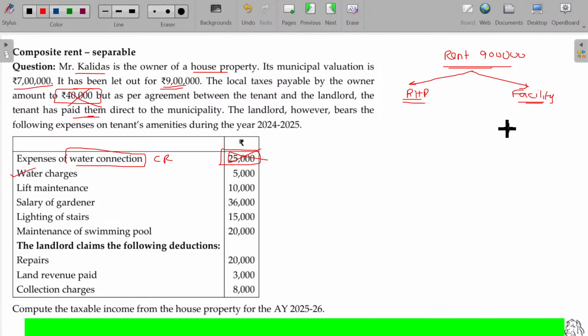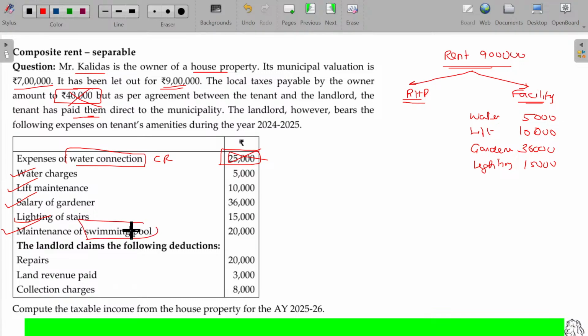So now the owner provides water charges of 5,000 rupees. Lift maintenance, and provides lift service also. It costs 10,000 rupees. Salary to gardener, the value being 36,000. Lighting of stairs, the value being 15,000. Maintenance of swimming pool in flats: the common association may collect maintenance charges to provide maintenance and other support services. Here a swimming pool is also provided, for which the charges are around 20,000 rupees.